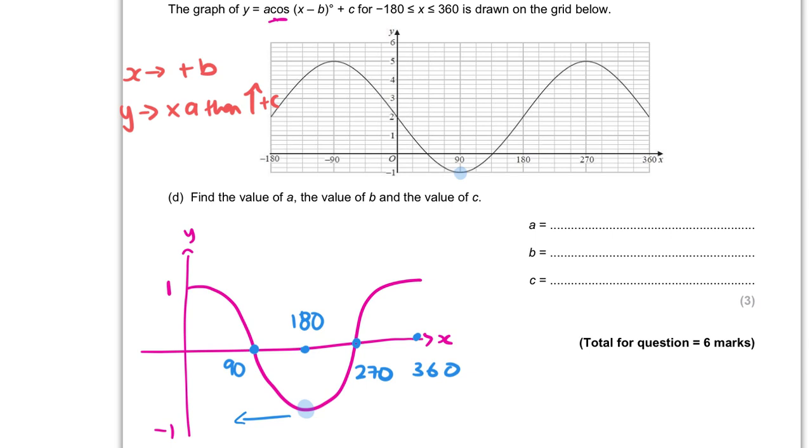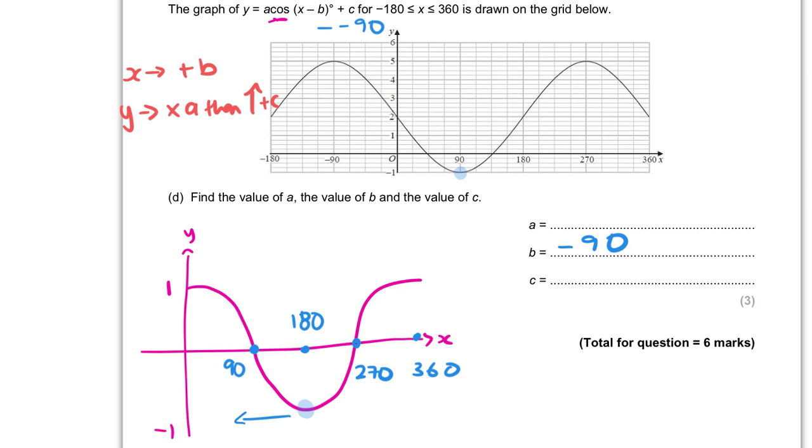Now, it says in here minus b, so technically we need to write minus 90 in there to get it to be a plus. So b is minus 90. Then, so we've already moved it. Everyone happy we moved it?